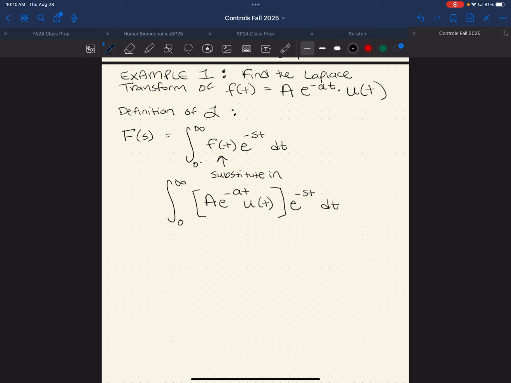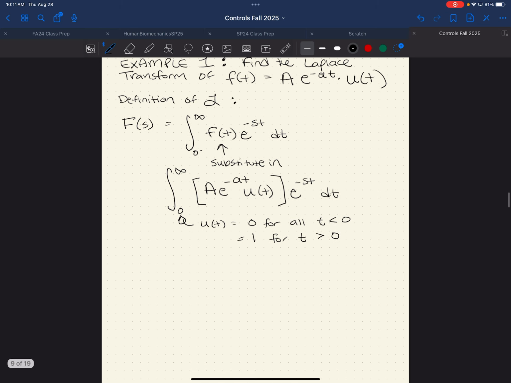Because u of t is the discontinuous part of this, we can say u of t equals 0 for all t less than 0, and equals 1 for t greater than 0. If it's 1 for all of the time steps that we care about in this integral, do I really need to care about it? It just goes to 1. So what I'm left with is really just the integral from 0 to infinity of a e to the minus at e to the minus st dt.